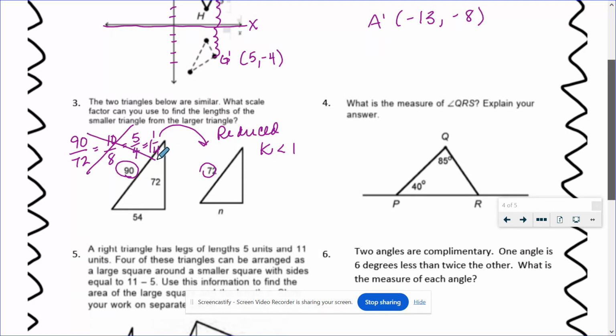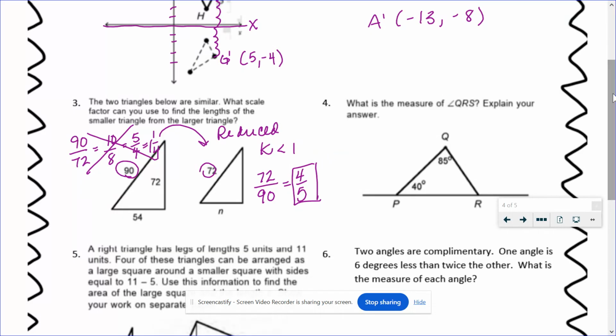So I would know that that's incorrect because I know that it has to be less than 1. So that's how we know to put the 72 over the 90 instead. And so when we reduce this, we end up with 4/5. So that's our scale factor because that is indeed less than 1.